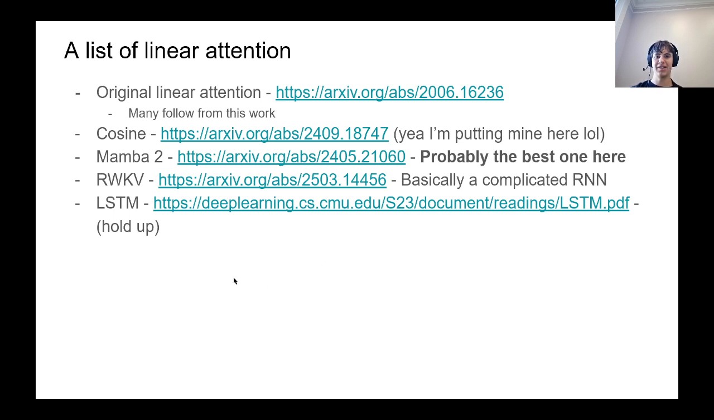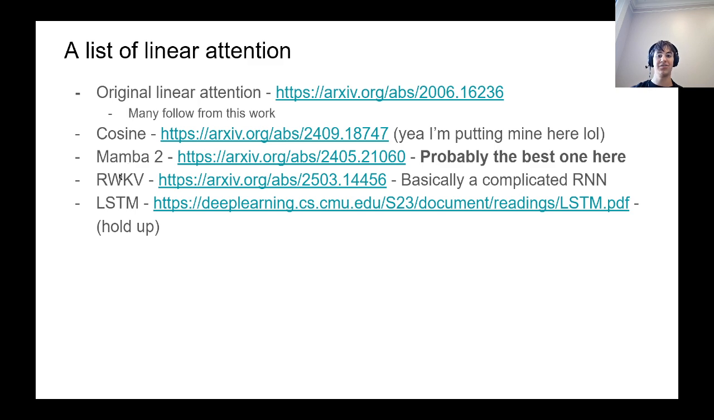So, a list of linear attention. The original linear attention has a lot of formulations based off of it. I have one that I put here. The reason I put it here is, I don't know, shameless plug, I guess. But basically, it's slightly different from linear attention in that the denominator is not the sum. Mamba 2 is insanely good. It is the best linear attention out there.